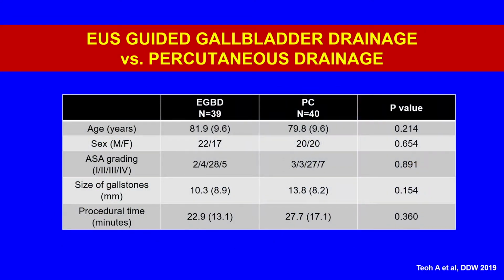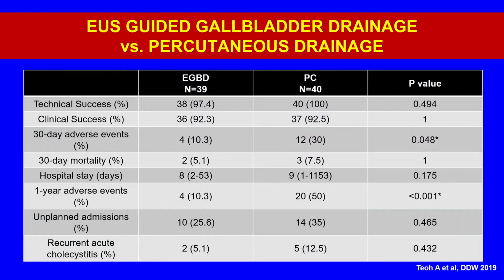This is just your classic table 1 showing that the two groups were well matched with regards to demographics, the size of gallstones, and the total amount of procedure time between the two groups was comparable as well. These are the primary results. These investigators actually met their primary outcome, and they showed us that the 30-day adverse events and 1-year adverse event rates were significantly lower in patients undergoing EUS-guided gallbladder drainage.